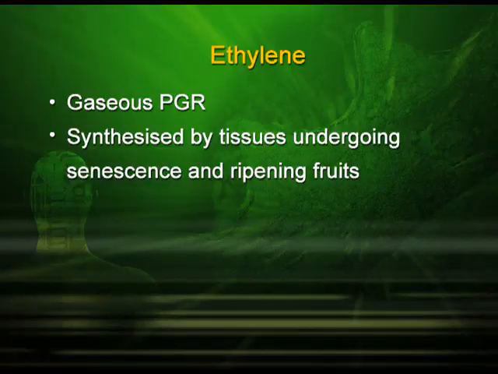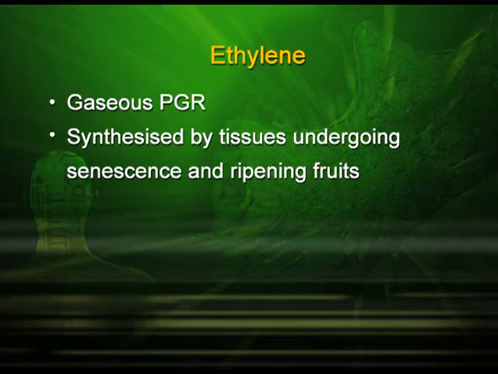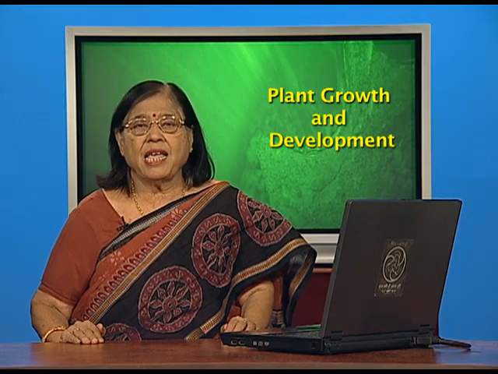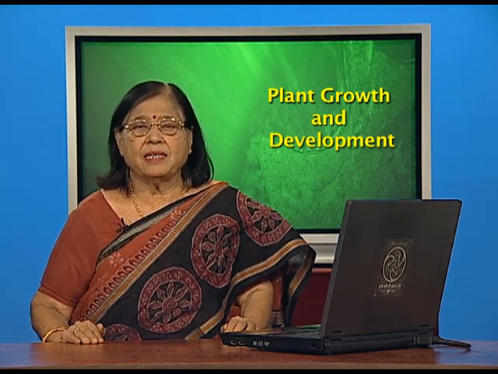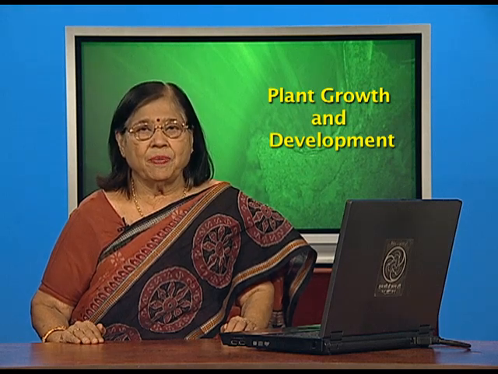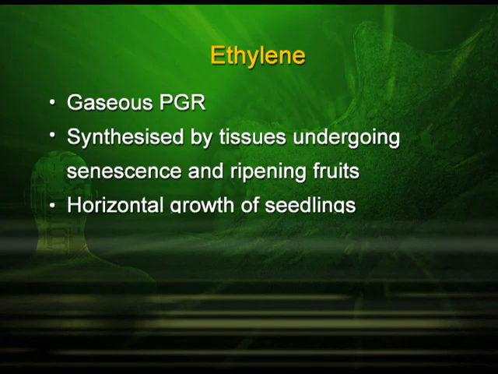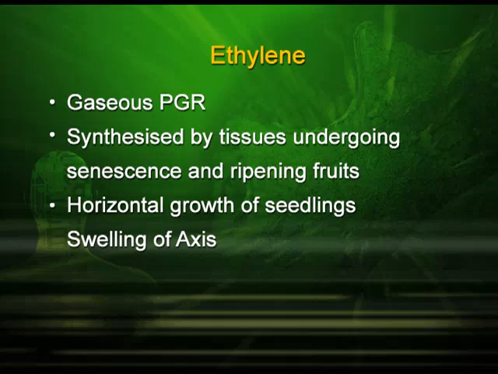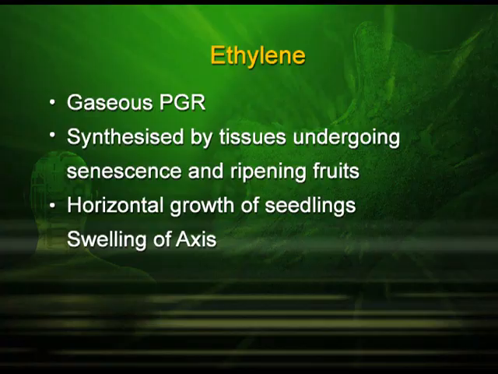So, it is synthesized by those tissues which are undergoing senescence, which means they are going to die. Ripening of fruit, of course, is very important. But after it is ripe, if it is not consumed, it will undergo rotting and it will be spoiled. So, ethylene has a role to play in ripening as well as senescence. Horizontal growth of seedling, which becomes important in certain situations. Swelling of axis is also important when it comes to senescence or ripening.